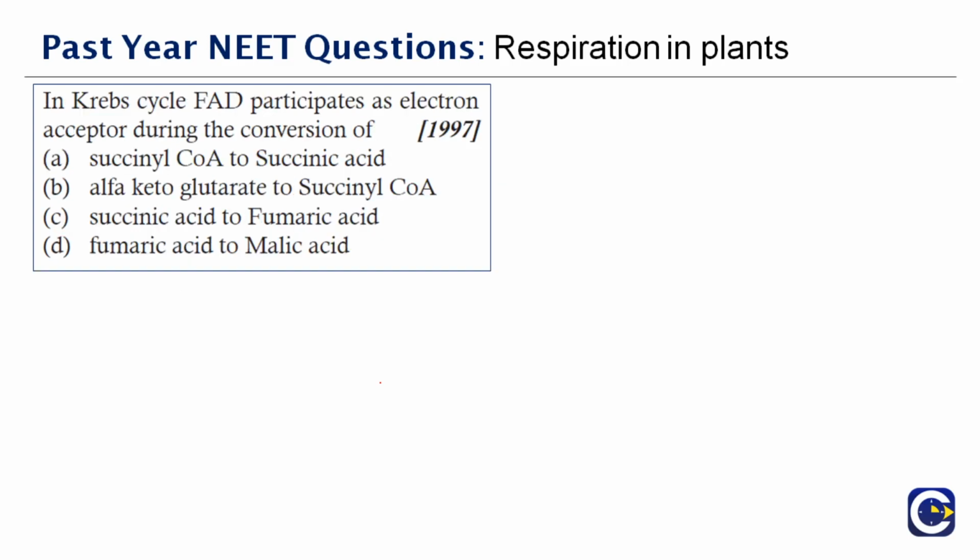Okay, next question here. This question was asked in the year 1997. In Krebs cycle, FAD participates as electron acceptor during the conversion of dash. In the conversion of succinyl-CoA, what are we taking here? We are taking succinyl-CoA to succinic acid. This will get converted into succinic acid.